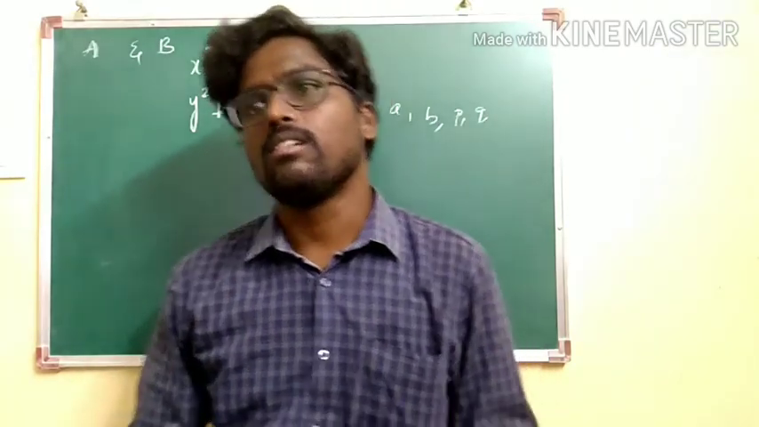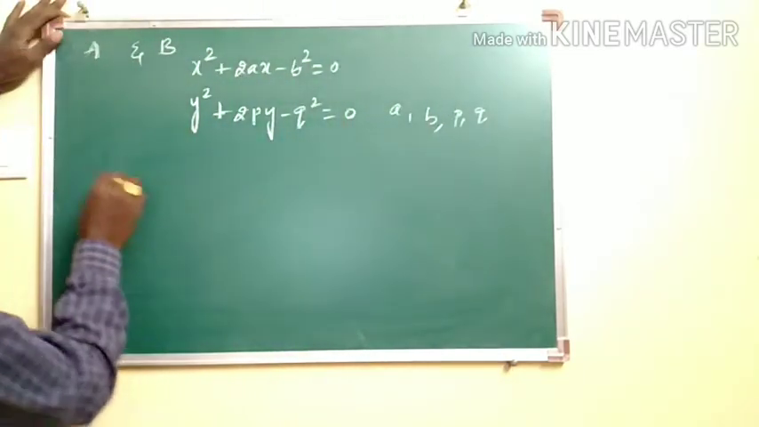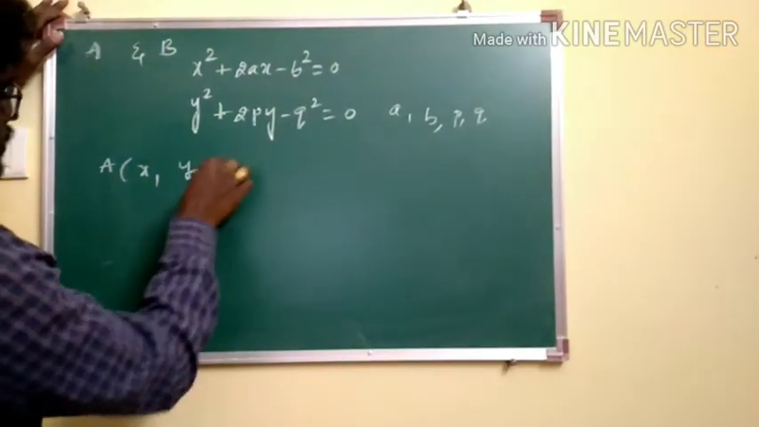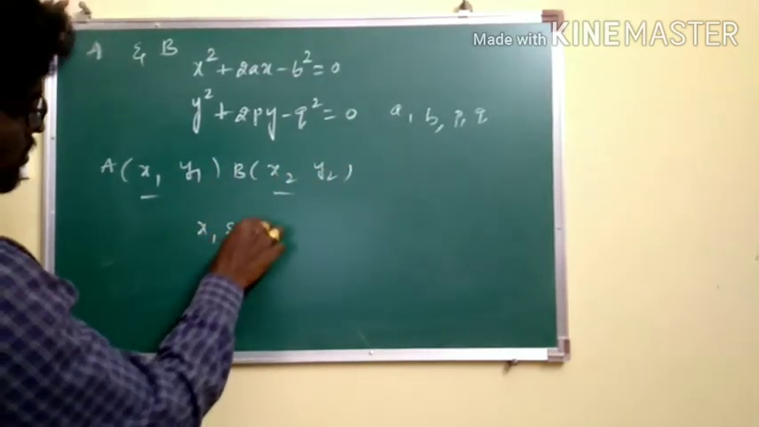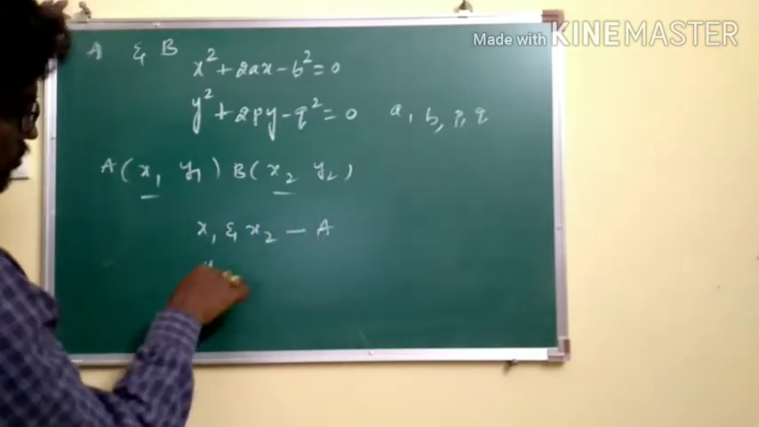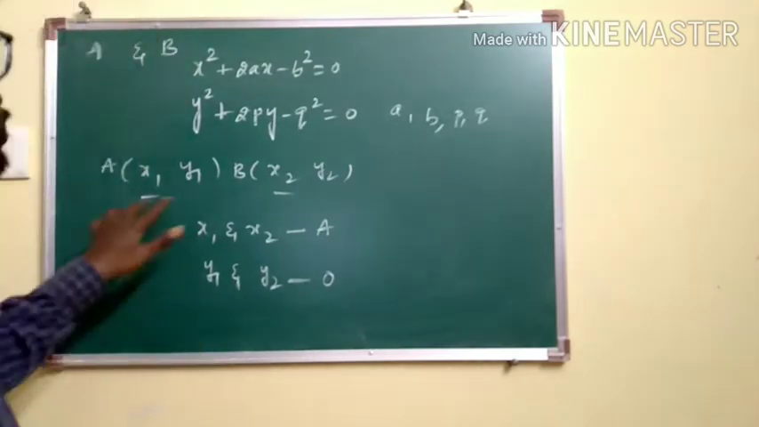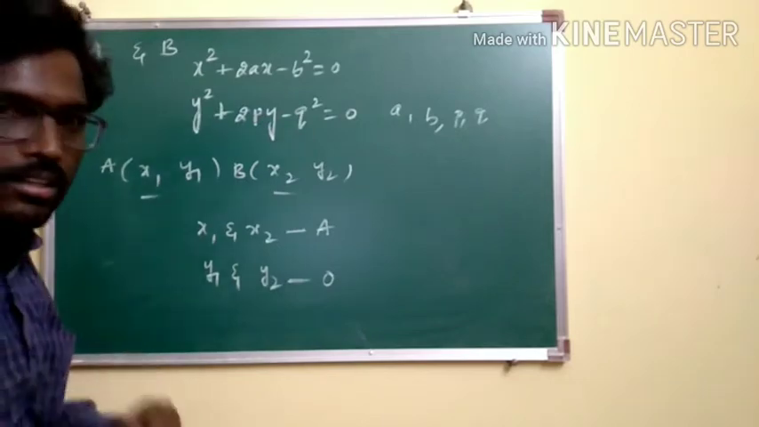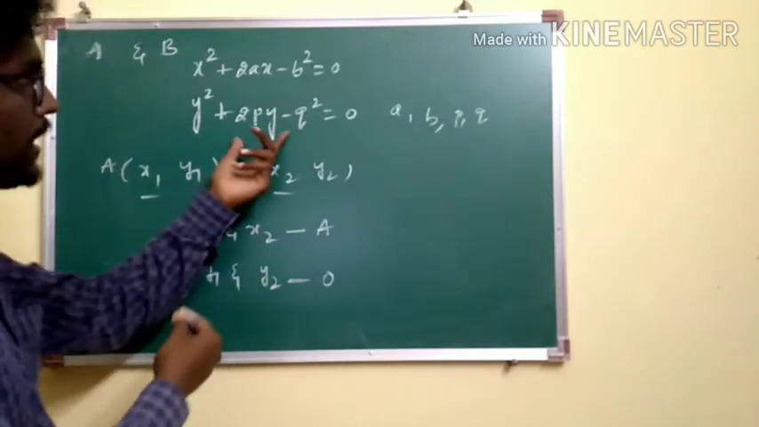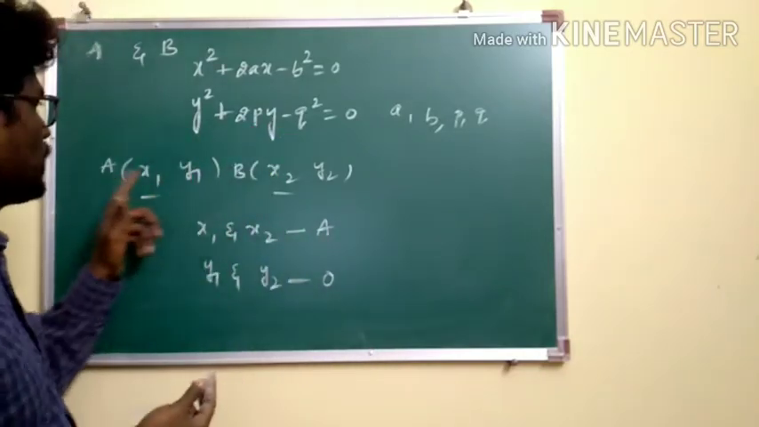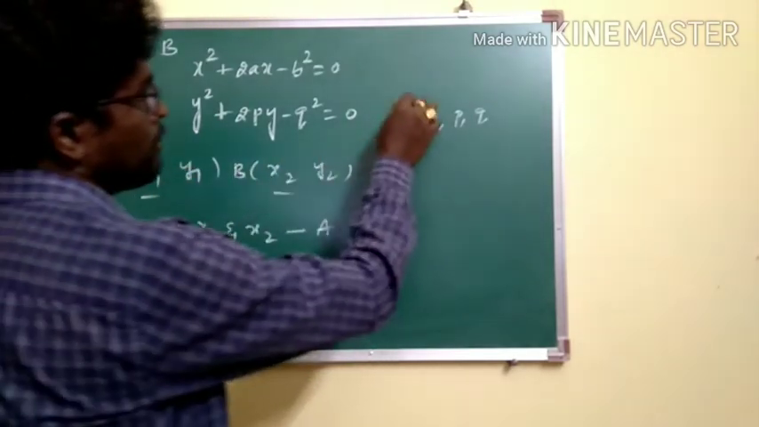I repeat the question. Abscissa of 2 points A and B in the sense, for suppose if you take A (x1, y1) and B (x2, y2), x1 and x2 are said to be abscissa and y1 and y2 are said to be ordinates. Abscissa of these two coordinates are given by the roots of this, and the roots of this second equation will be the ordinates of the coordinates A and B, that is y1 and y2. Then what is the distance between these 2 points in terms of a, b, p, q?